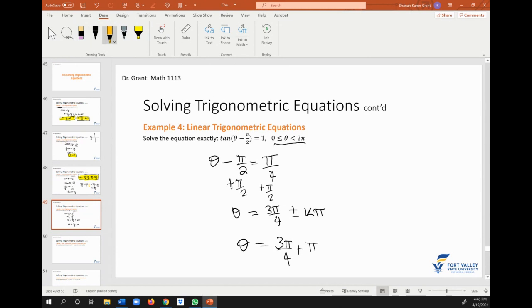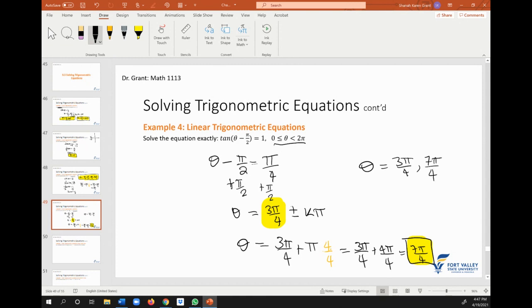So now if you add pi, where k is 1, to this, then you'll get, really, this is going to be 4 pi over 4. So we have 3 pi over 4 plus 4 pi over 4. That's going to give us 7 pi over 4. So we have two thetas that are in this interval. So that means theta is going to be equal to 3 pi over 4 and 7 pi over 4. Okay. All right. So those are two thetas that satisfy this here.